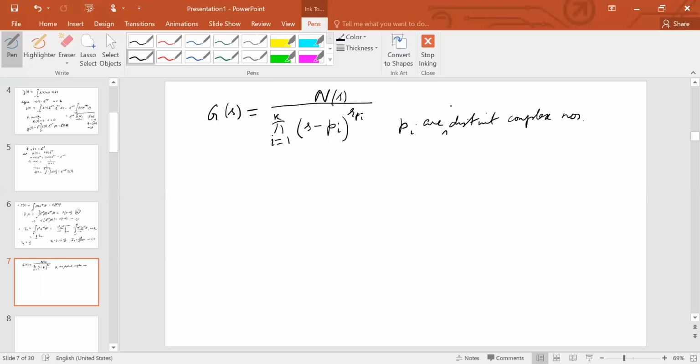Basically there are k distinct complex numbers, and each of them can be repeated, right? So r_{p_i} is the number of times they're repeated. If r_{p_i} is 1 for every p_i, then it's basically k distinct complex numbers, each appearing once. So the degree of this polynomial is then going to be just k.